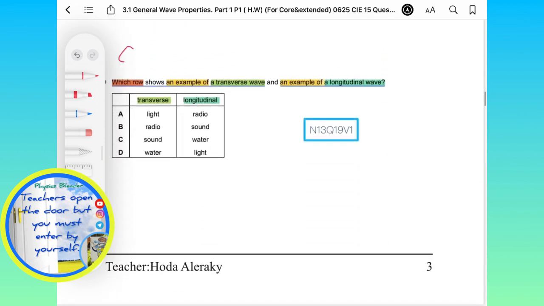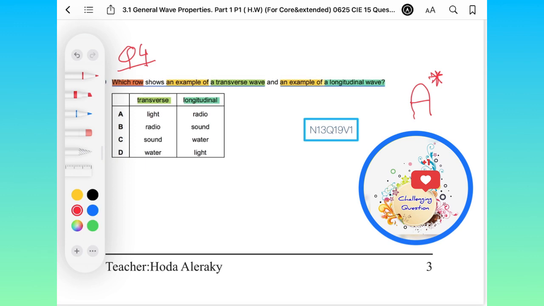Question number 4 about transverse and longitudinal. I find it a challenging question because some candidates got confused between radio waves and sound waves. Guys, radio waves are one of the members of the electromagnetic waves. So they are all transverse waves. All electromagnetic waves are transverse waves. But sound waves are longitudinal. So here, transverse waves, we have radio waves. Longitudinal waves, we have sound waves.